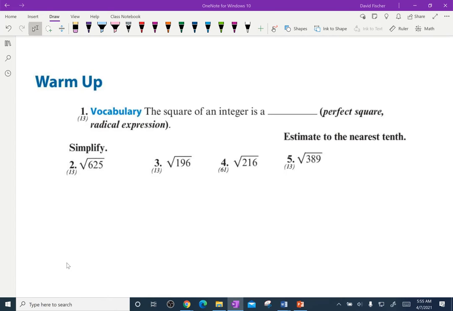Anyhow, it's Wednesday. Today we're going to start heading towards some geometry concepts, but using some algebra skills. And so we're going to do Pythagorean Theorem today.